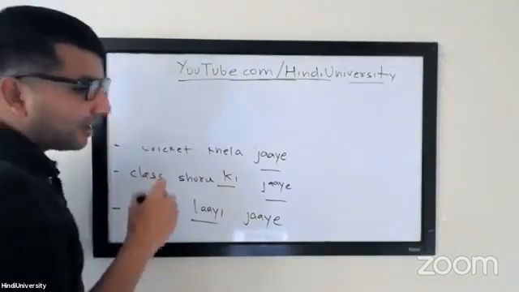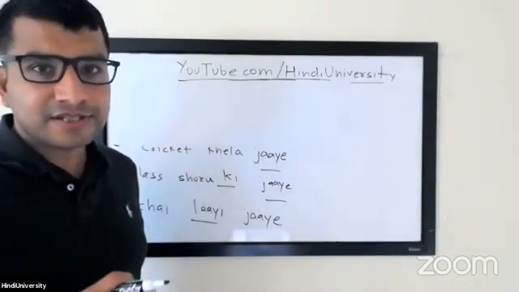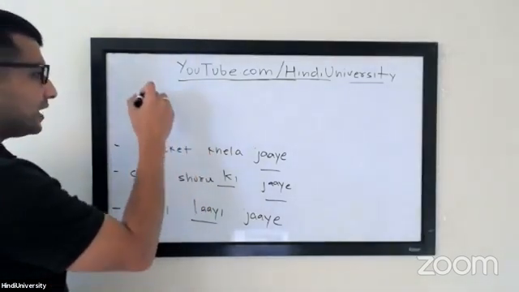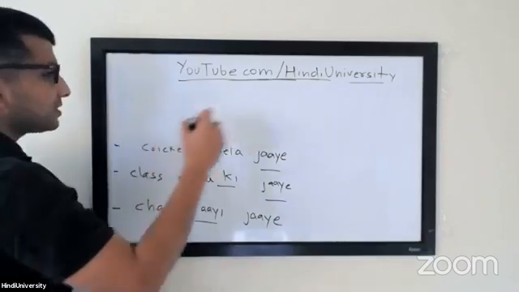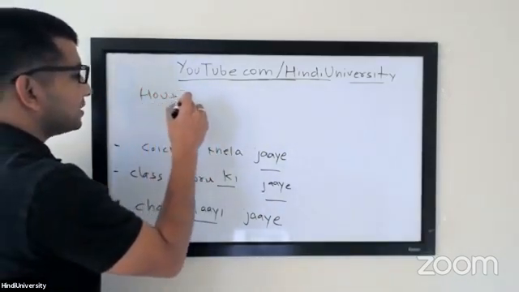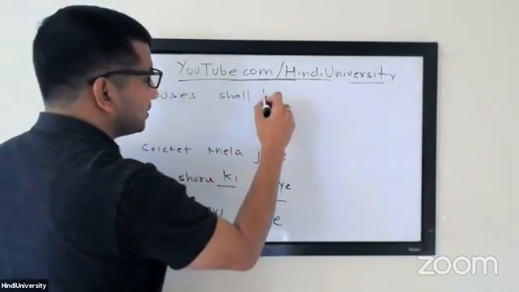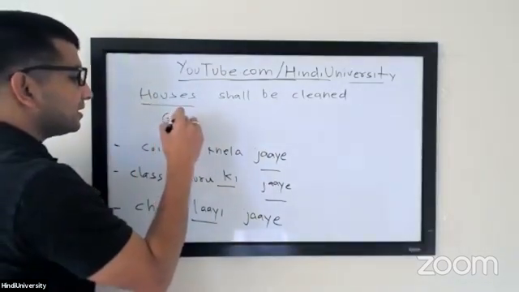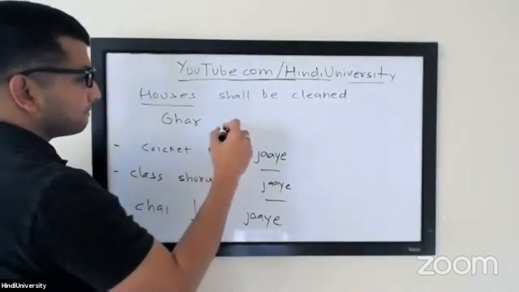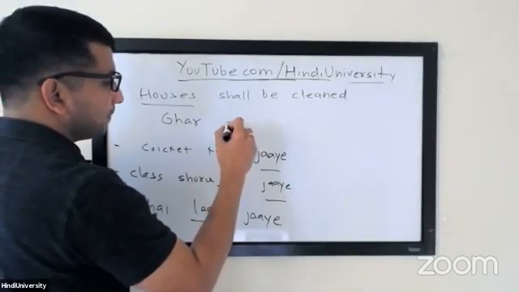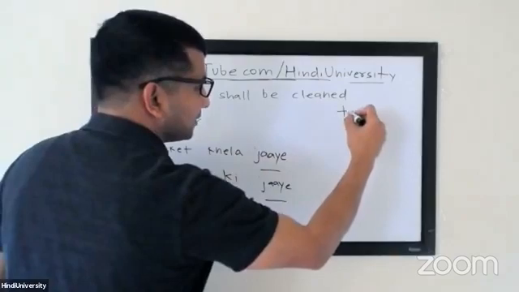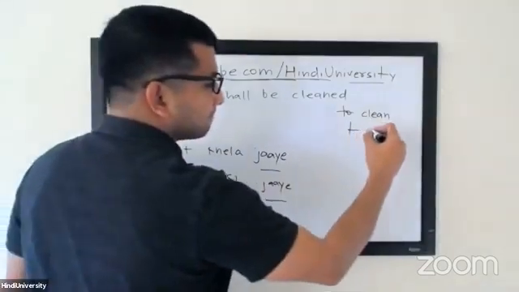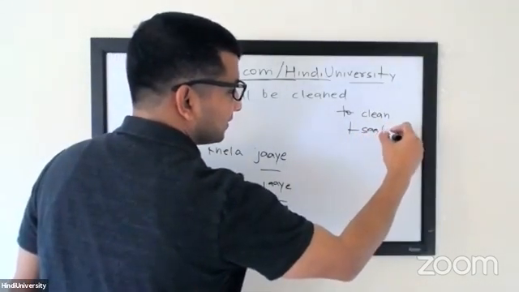Start with shall we? Houses shall be cleaned. Let's say, yeah. I'm afraid I'll have to have someone help. Give it a chance. What is houses? Let's clean that. I believe house is feminine. So gar is gar. Shall be cleaned. I don't know the verb to clean. Who can help? To clean is साफ करना. Very good.